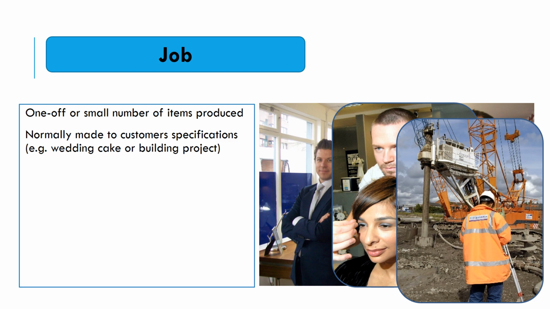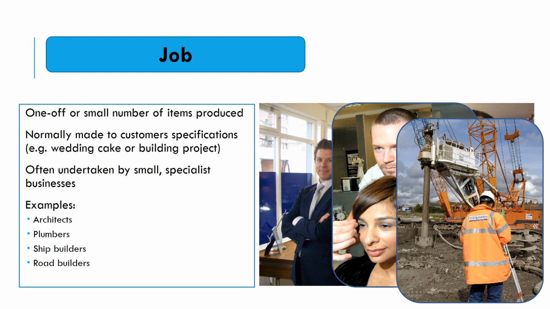They're normally made to customers' specifications. For example, with a wedding cake or a building product, the customer will specify exactly what they want. And they're often undertaken by small specialist businesses. For example, architects or shipbuilders would be involved in job production. They do one-off projects and they focus just on that particular item.